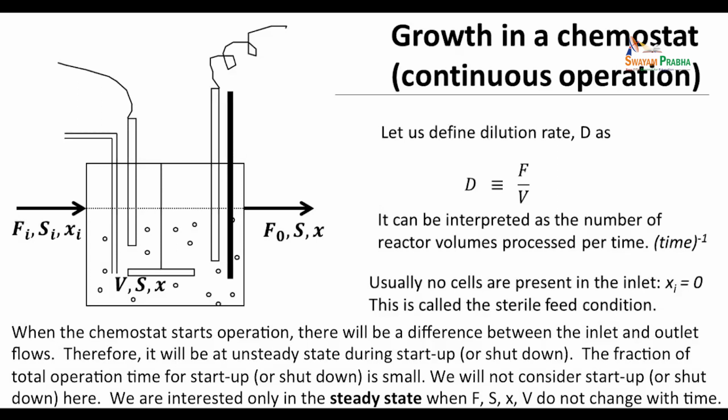We are interested only in the steady state, when F, the volumetric feed rate, S, the substrate concentration at the outlet, X, the cell concentration in the outlet, and V, the volume of the broth, all these variables do not change with time. This is the condition that we are going to analyze, and it is the condition under which the continuous bioreactor or the chemostat will be in operation for most of its useful period.